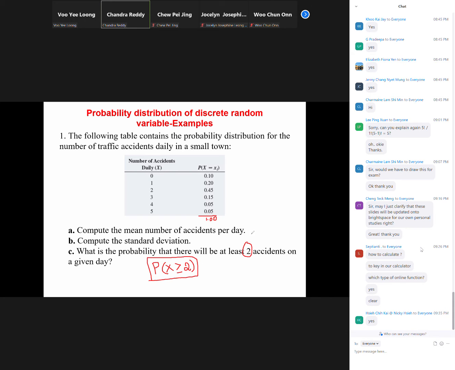Now first, to calculate the mean, what you need to do is prepare another column and multiply this column with the probability of X. So you multiply 0 with 0.1 and you get 0.00. Then you multiply 1 with 0.2, so you get 0.2. Like this, you get the mean as the sum of X times probability of X. I'll show you in the next slide how the calculations can be done.